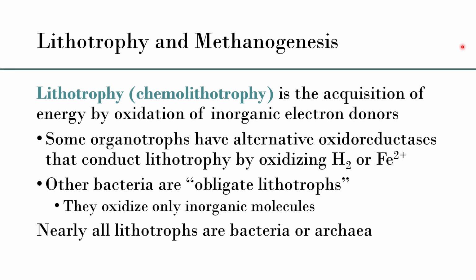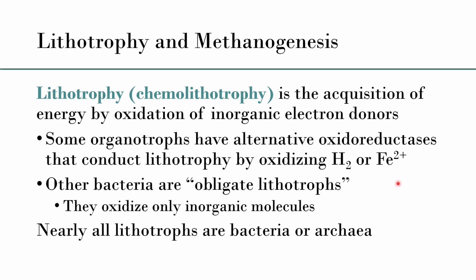Then we got to talk about lithotrophy and something called methanogenesis. With lithotrophy, this is where we get energy by oxidizing inorganic electron donors, something like hydrogen or iron. There are some organisms that are obligate lithotrophs, where they can only oxidize molecules like this. However, most of the oxidoreductases can do both.